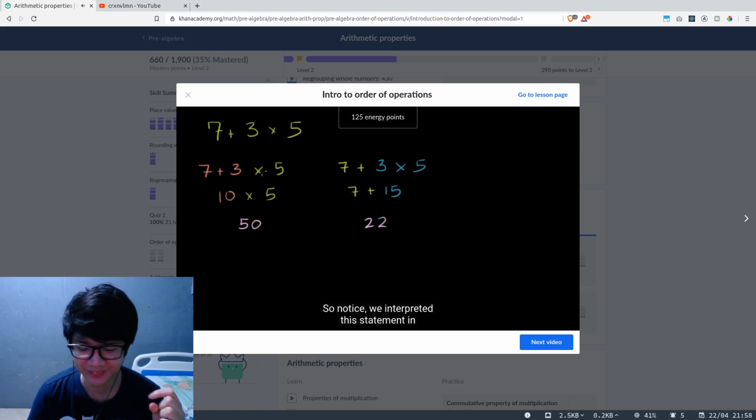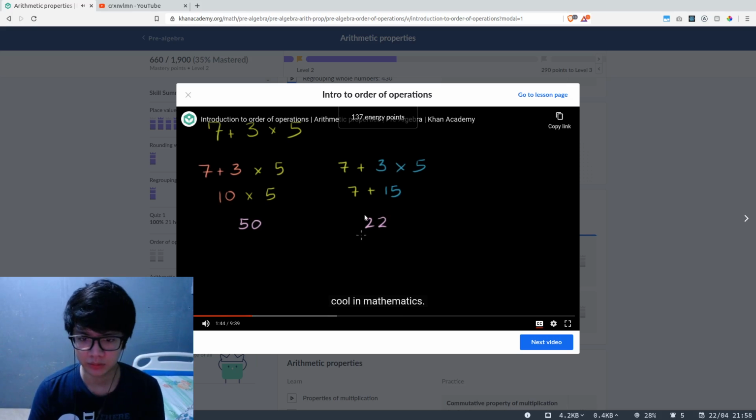So notice, we interpreted the statement in two different ways. This was just straight left to right, doing the addition, then the multiplication. This way, we did the multiplication first, then the addition. We got two different answers. And that's just not cool in mathematics.